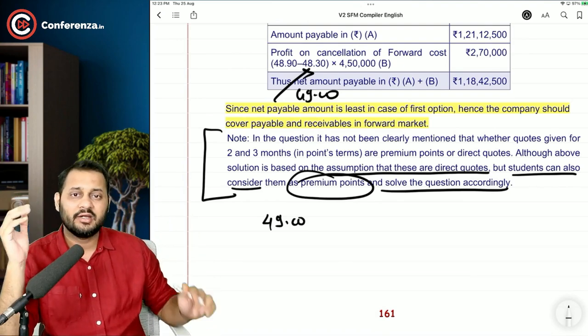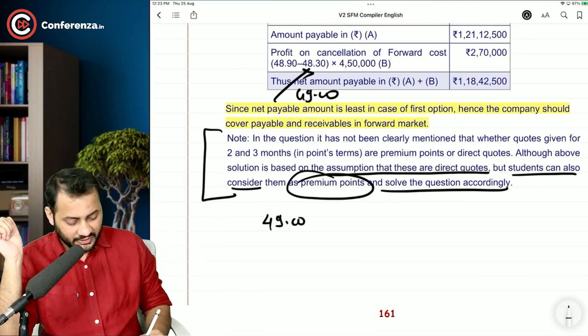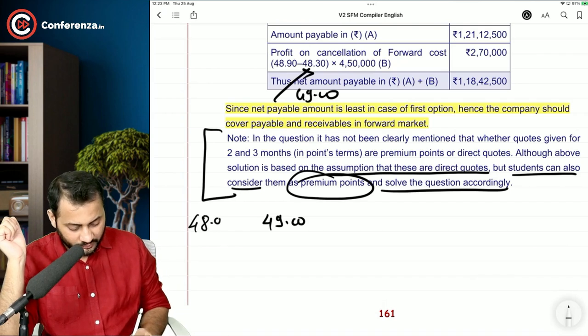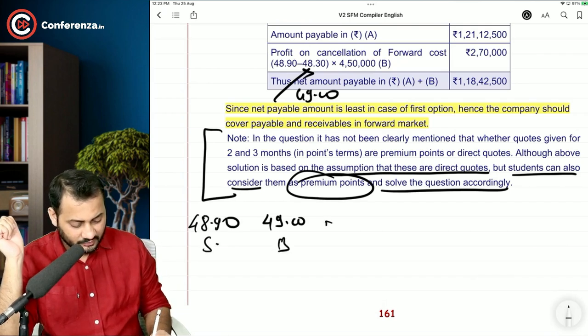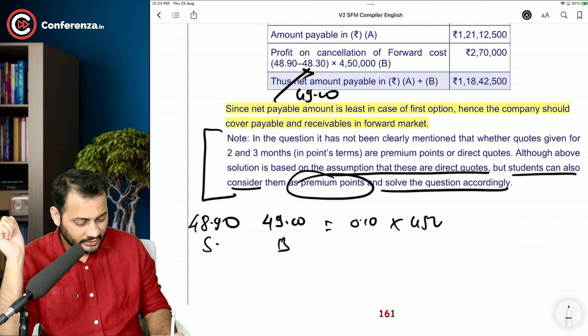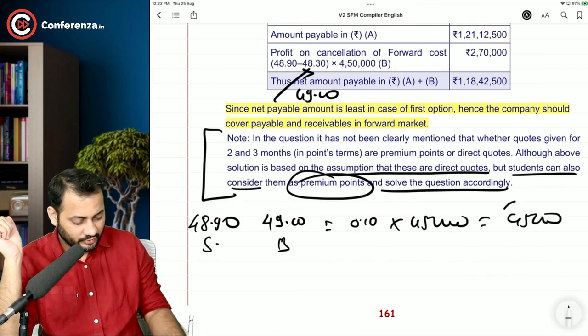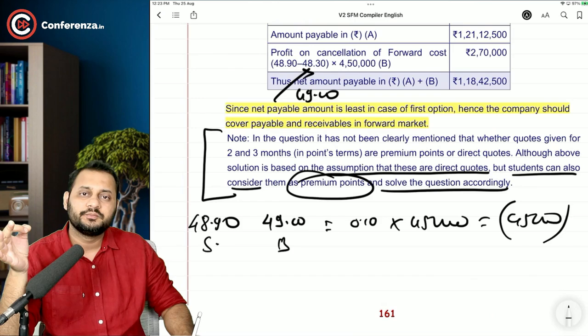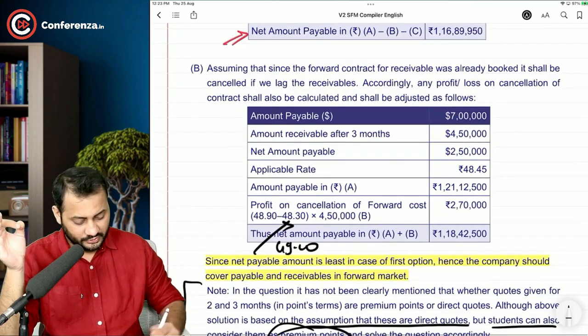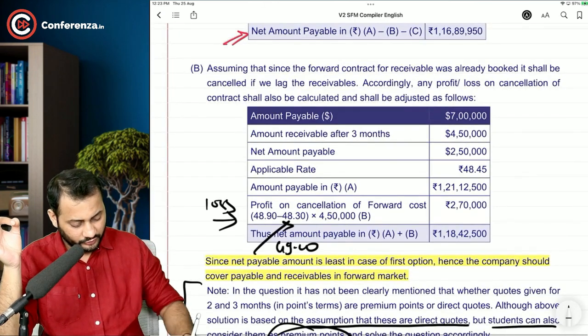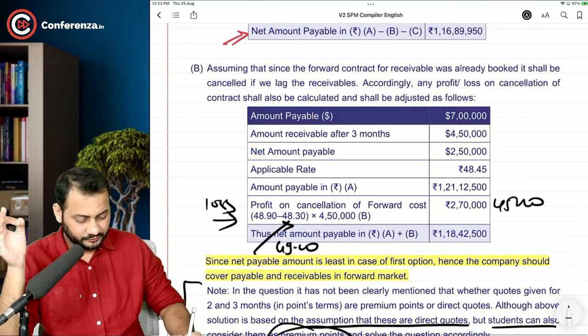If I go with that, the rate at which I will be buying will be 49, and the rate will be 48.90. This is the selling rate, this is the buying rate. I'm losing 10 paisa on 4,50,000, so the loss will be 45,000 rupees. Got it? Okay, so this is covered. This is going to be a loss to you of 45,000.